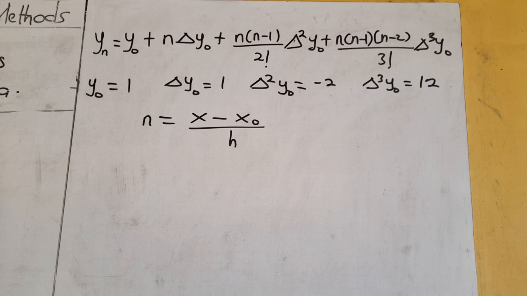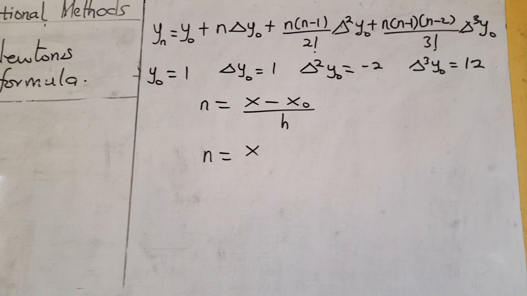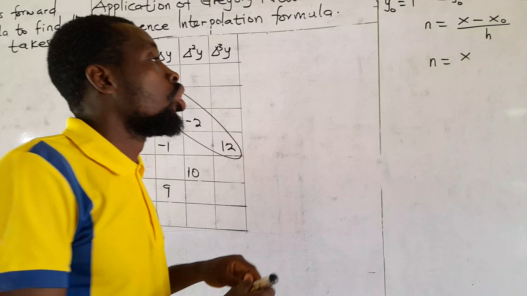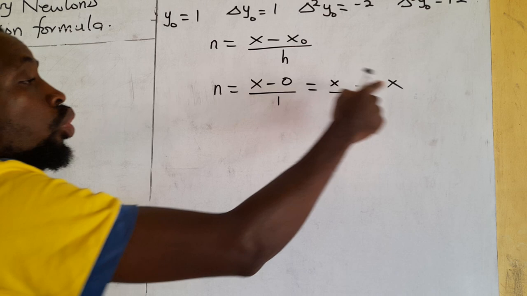And what is that? So our n is equal to, remember the x is not given here, that's why they asked us to find the polynomial function. And what is our x naught? Our x naught is the first value of x here. Remember, this is a forward difference, so the first value of x here, and the h is the difference between them. The difference between them is 1. So we can say x minus 0 all over 1. X minus 0 is x divided by 1, that is x. So we can say our n is actually x. So in any place we see n, we substitute our x.